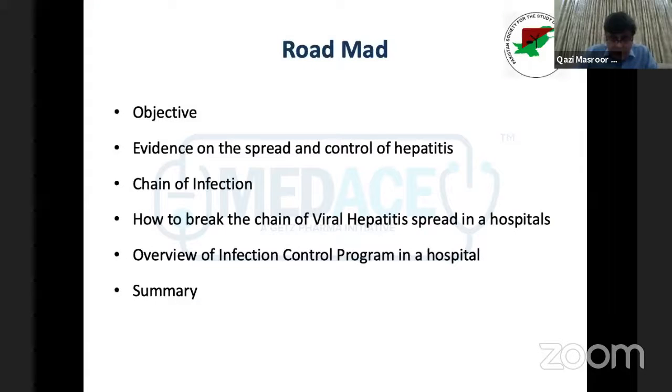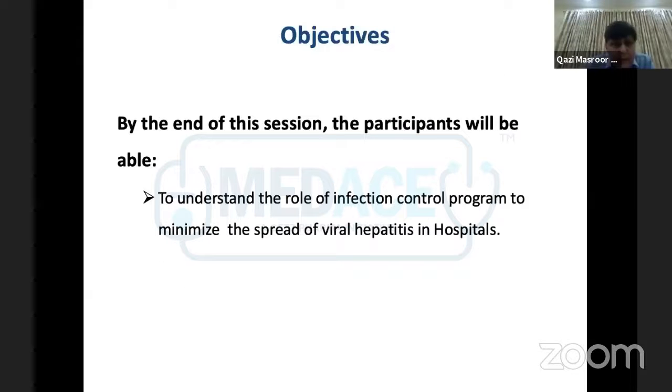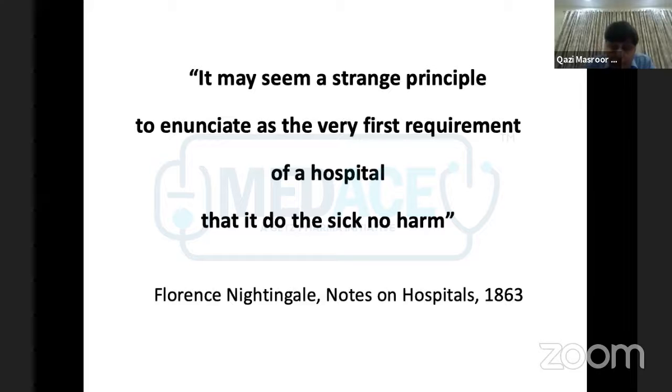The roadmap of my talk is the objective evidence on spread and control of hepatitis, chain of infection and how to break the chain, overview of infection control program in hospital, and then summary. The objective of my talk is that by the end of the session, the participants will be able to understand the role of infection control program to minimize the viral spread of hepatitis B in hospital.